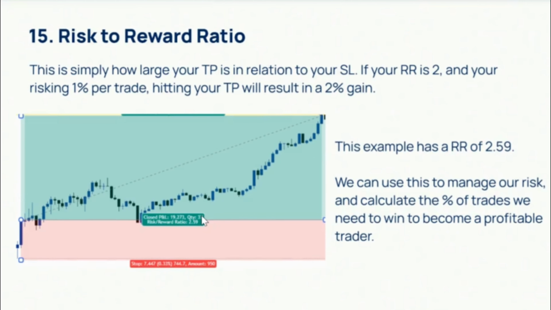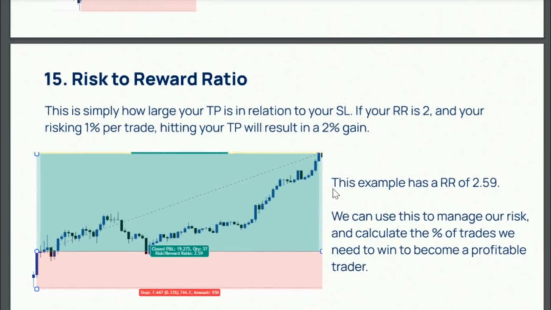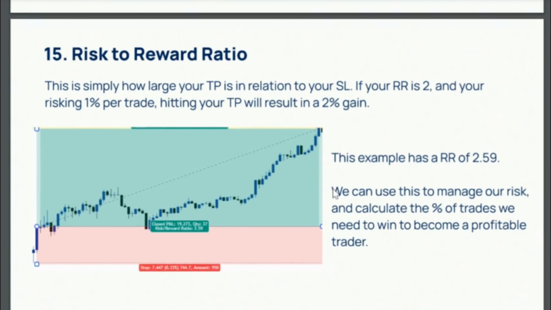Which leads us on nicely to the risk-reward ratio. It's just how large your take profit is in relation to your stop loss, and it's really important. So, for example, this one is 2.59. Now, this means that, say I risk 1%, say I risk £1,000, I'm then gaining 2.59% if it hits TP. So I'm gaining £2.59k if I had risked £1,000 on a trade.